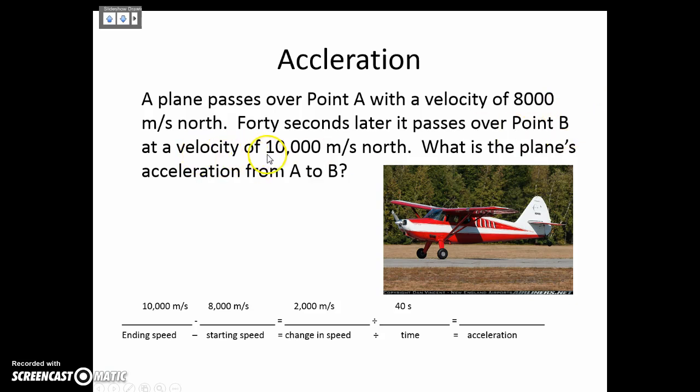It passes over point B with a velocity of 10,000 meters per second. So, ending speed, 10,000 meters. This one we have to do some math to get the change in speed. 10,000 meters minus 8,000 meters gives you 2,000 meters. Divided by 40 seconds, you do the math and plug in your answer. Remember, if you need calculators, they're at the front of the room in the yellow caddy.